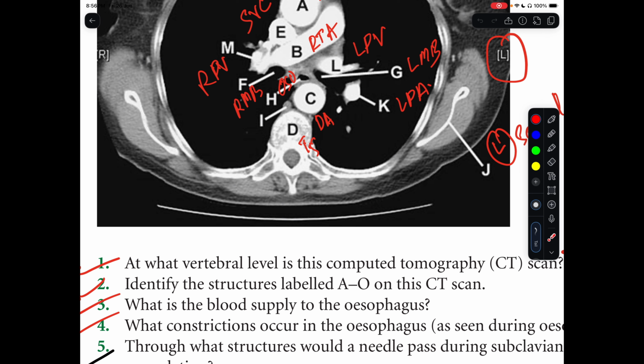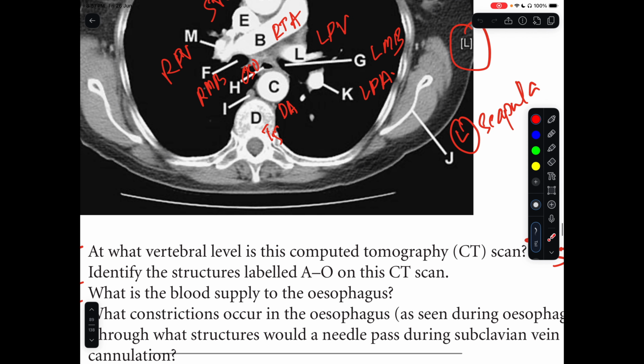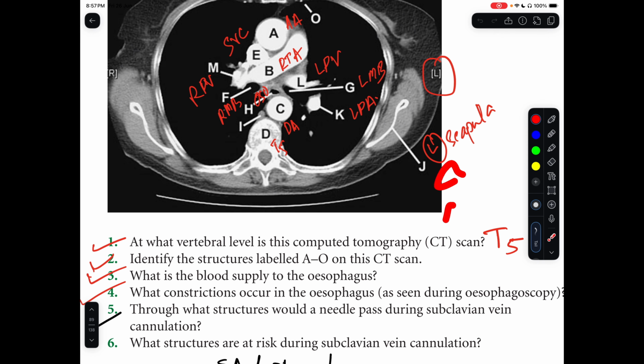So the esophagus has a blood supply. The upper esophagus is from the inferior thyroid artery, the middle part from the descending branches from the aorta, and the lower part from the left gastric artery. Next question: what constrictions occur in the esophagus? The esophagus has a CABG: cricoid, aorta, bronchus, and the gastric. So it starts from the upper esophagus, arch of aorta, then main bronchus, and the diaphragmatic.